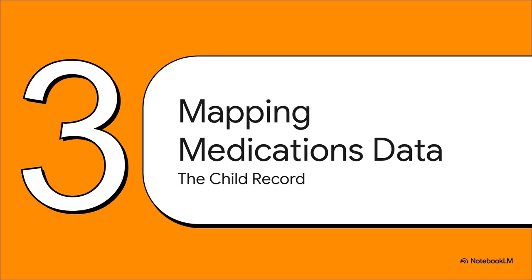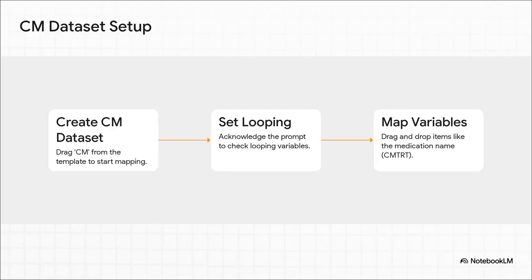For us, that's the concomitant medications data, the CM dataset. This is the other side of the story, right? The action that was taken because of the adverse event. Now, setting up this CM dataset is actually pretty straightforward. You just start by dragging the CM domain right from the template. The tool's going to pop up and ask you to check its looping structure. Don't worry, that's just its way of handling situations where a patient might be on a few different meds. Once you've okayed that, you can get to the fun part, just dragging and dropping to map your variables.